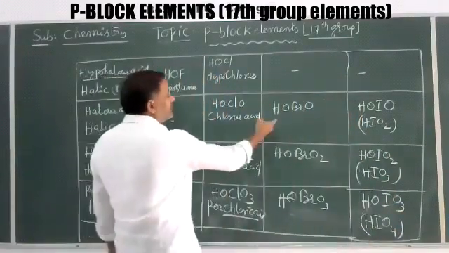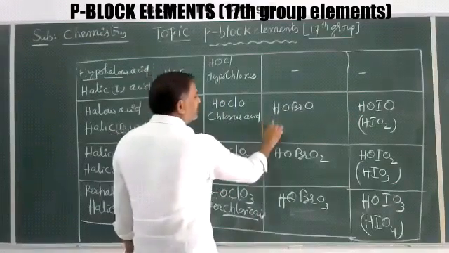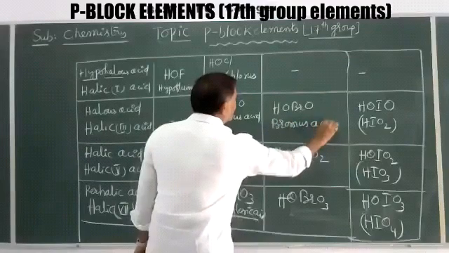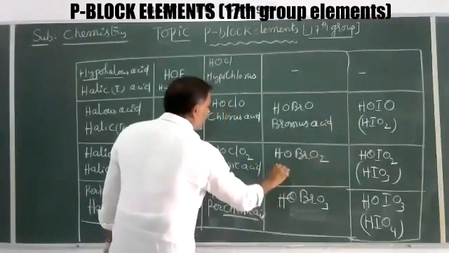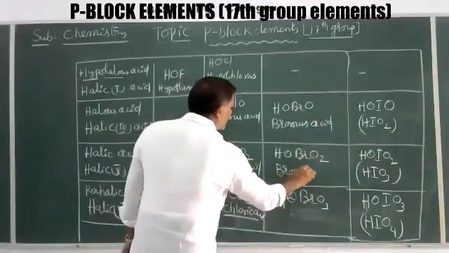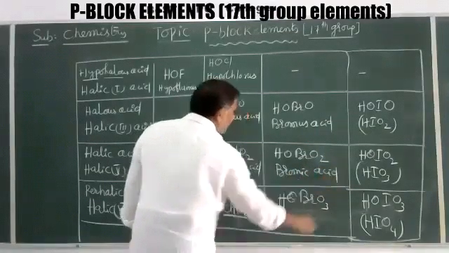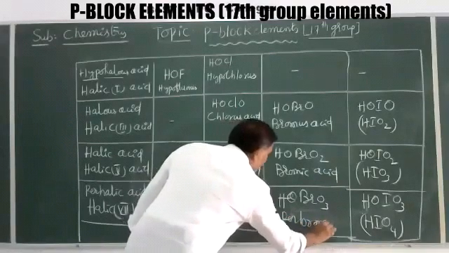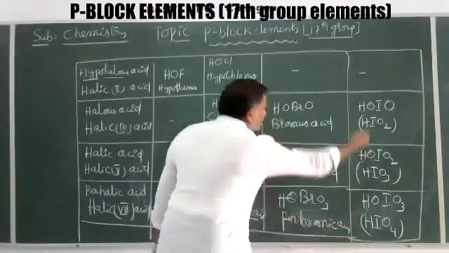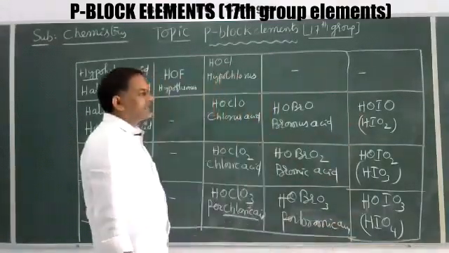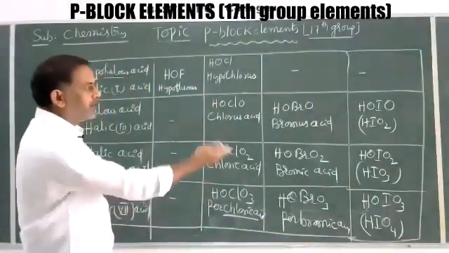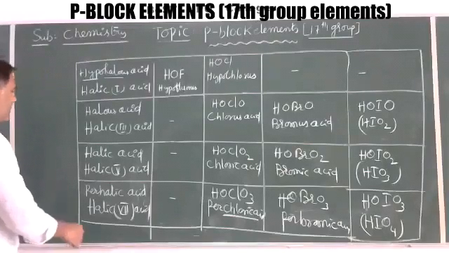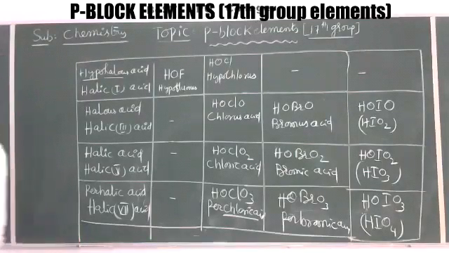Now the names for this: just like chlorous, it is bromous acid, bromic acid, perbromic acid. Same thing here: iodous acid, iodic acid, periodic acid. These are some important oxo acids of halogens.